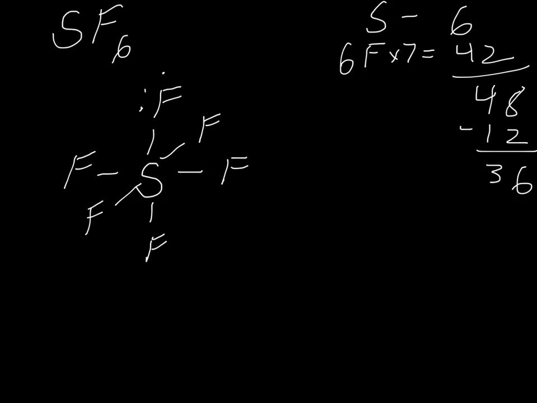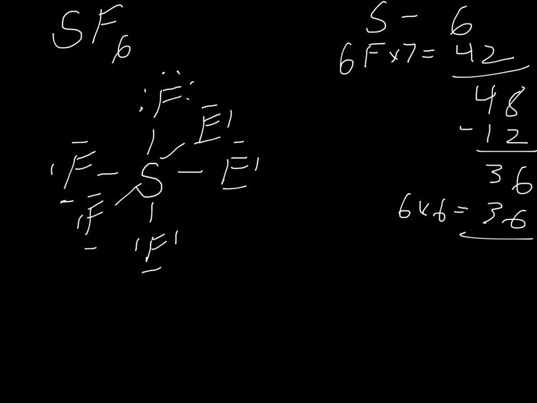1, 2, 3, 4, 5, 6, for each fluorine. 6 times 6 is 36, so that uses up the rest of our building fund. So we made all our fluorines happy. How about our sulfur? Is our sulfur happy? Sure, it has 2, 4, 6, 8, 10, 12.